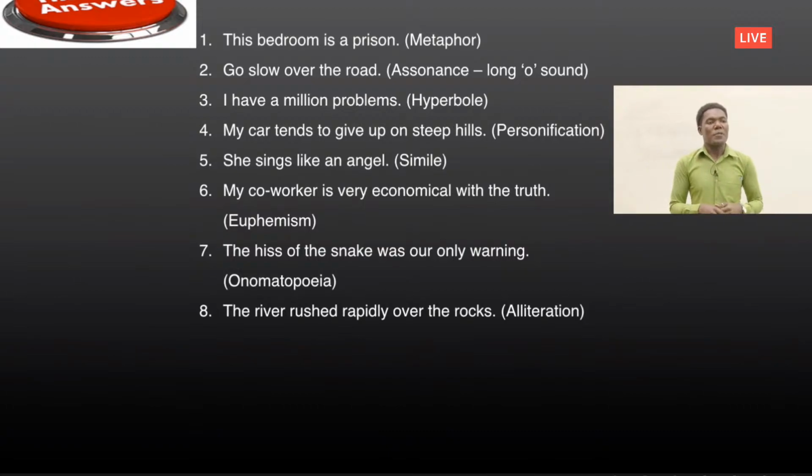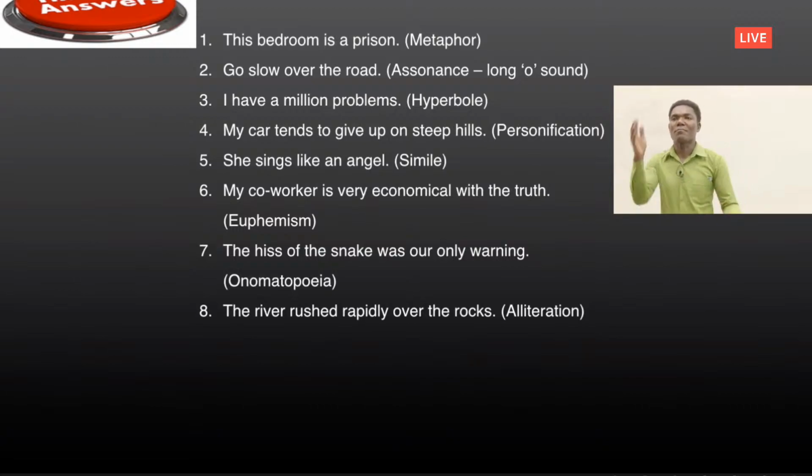So the first one, this bedroom is a prison. It's a metaphor. Let's understand two things. What are we comparing? The bedroom and the prison. Two different things. Right? Let's understand the context, third formers, the context in which that metaphor is used. This bedroom is a prison.